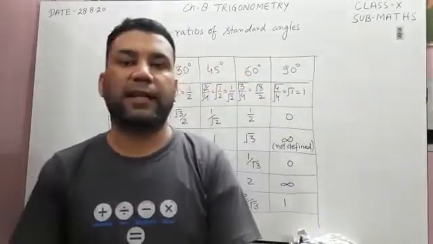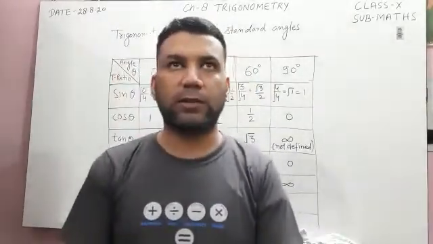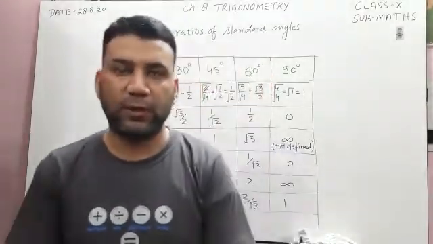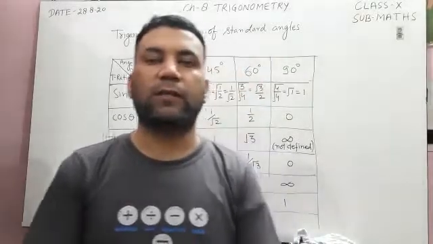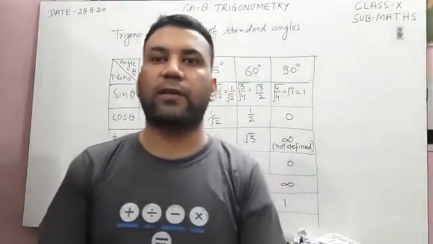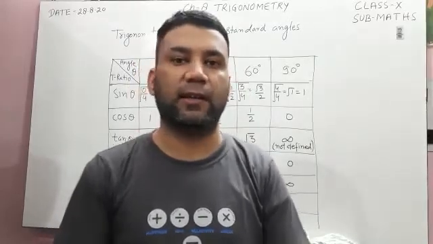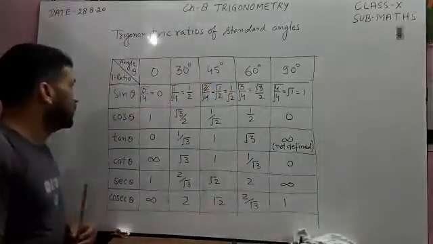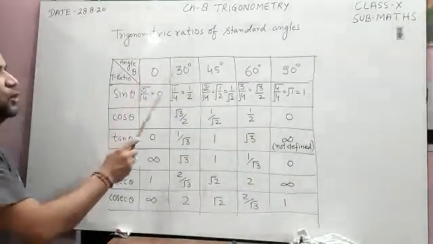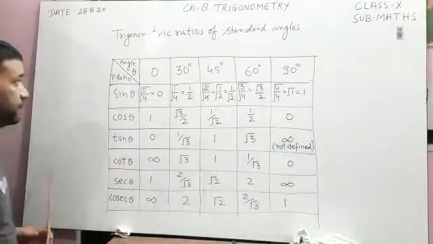In chapter 8, our second exercise 8.2 is based on trigonometric ratios of standard angles. So, we have to know the values of standard angles, that is 0, 30, 45, 60 degree and 90 degree. So, here is a table in which trigonometric ratio of standard angles are given.